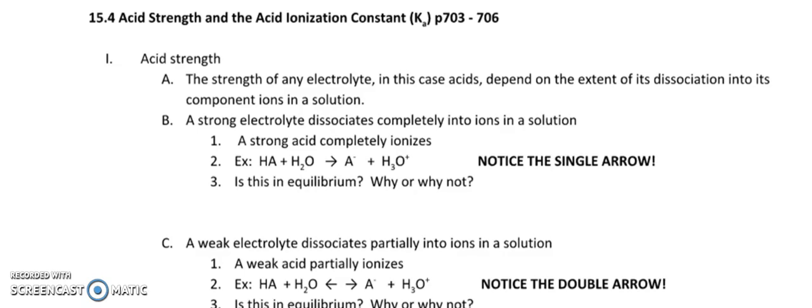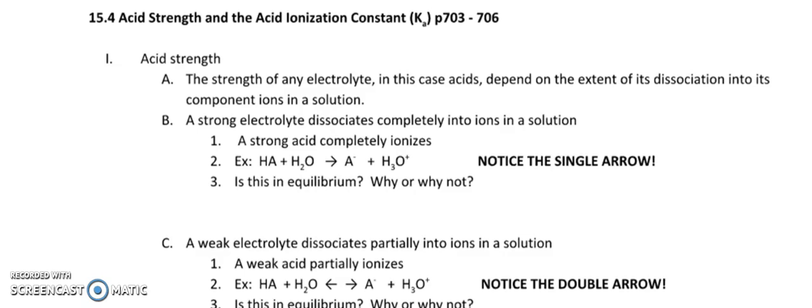So let's go back to the beginning. It says the strength of an electrolyte, in this case acids, depends on the extent of its dissociation. Well, what does dissociation mean? Think about what the word dissociate means. It means to basically split up. So if you and your BFF have an argument, you may dissociate from them. You split up and you're not talking for a while. Hopefully you get back together again though. So the strength of an electrolyte, in this case acids, depends on the extent of its dissociation, how much it splits up into its component ions in solution.